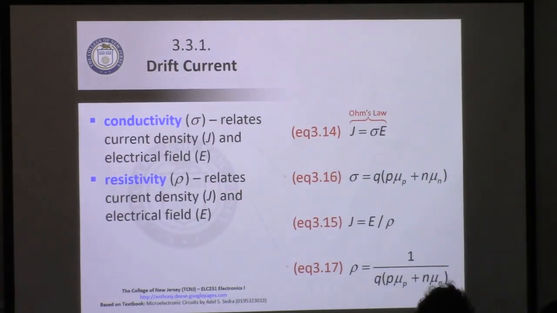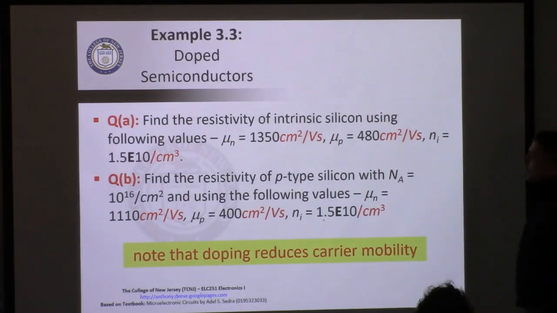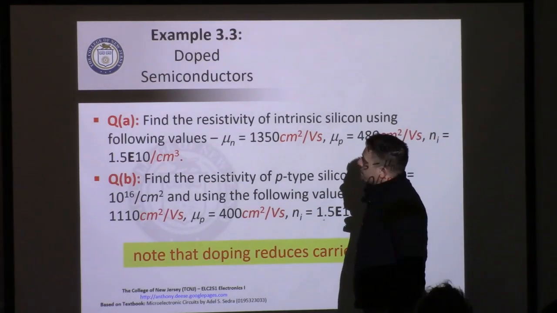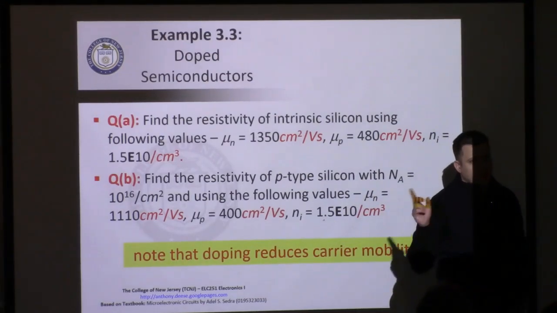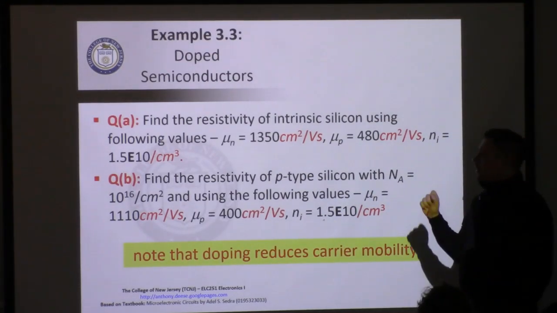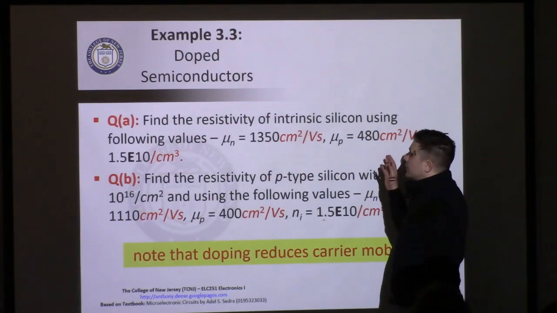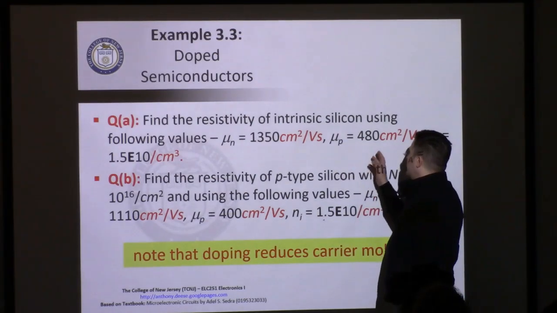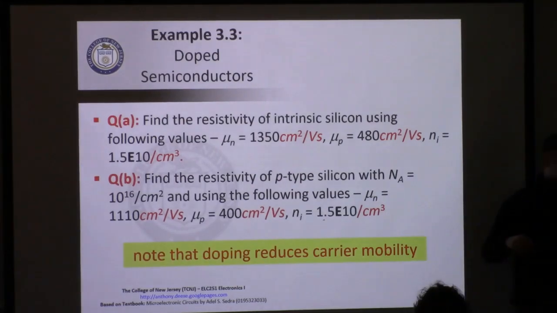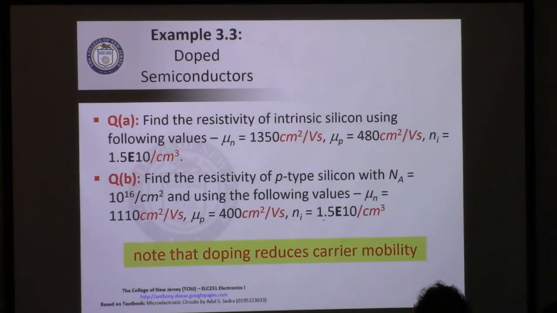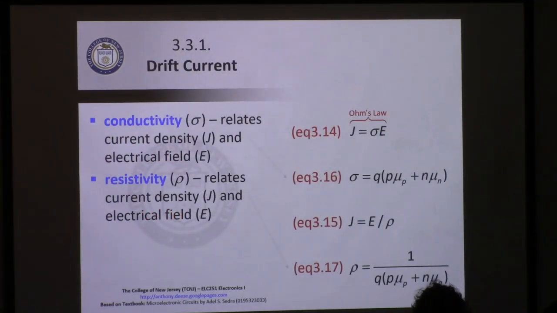But before we talk about that, let's do one more example. Example 3.3 asks us to find resistivity for two different cases of doping. Well, the first one's not doped, for semiconductors. Question A, find the resistivity of intrinsic silicon using the following values: mu n, mu p, and ni. So we have this equation for resistivity.